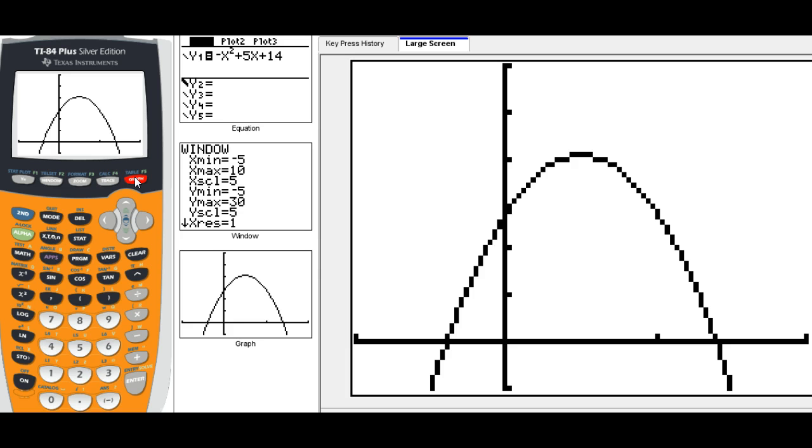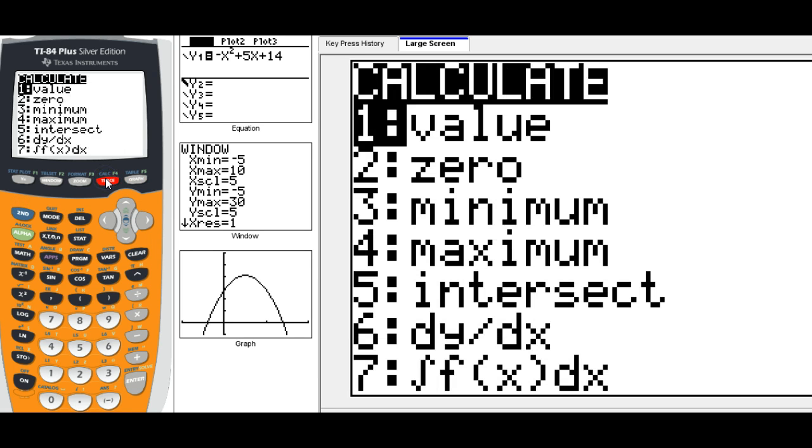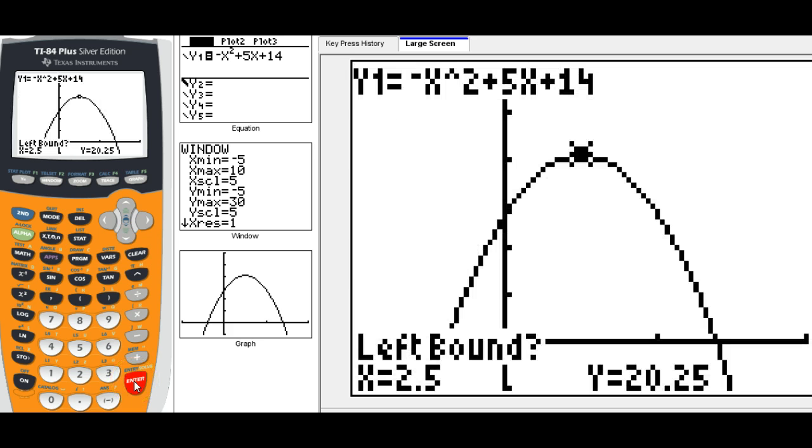So to activate the calculate menu by entering second function, then trace, and we're going to look for the maximum point. So let's do that second function calculate, and we're going to go down to number 4, which says we're looking for the maximum point. So you press enter. Now this cursor could show up anywhere on this curve. If I'm looking for the maximum point, it's going to ask us to find the left boundary. So I want to get left of that vertex or that maximum point.